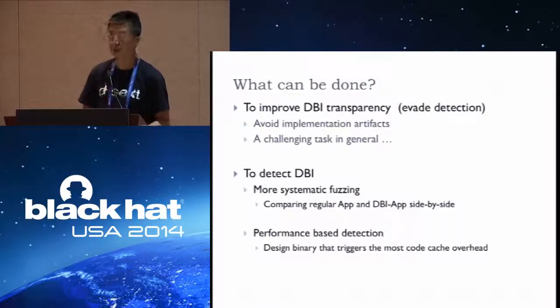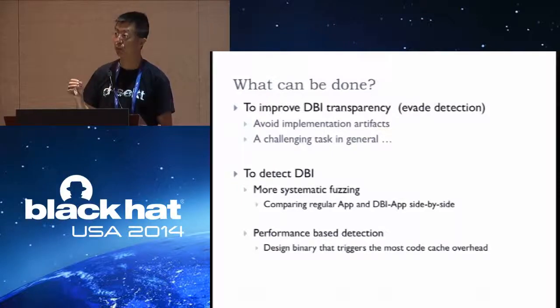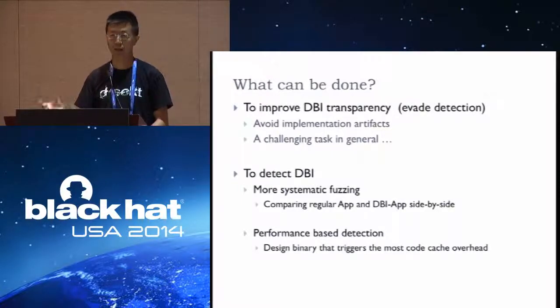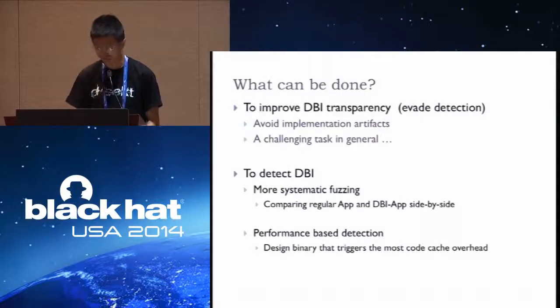Another thing we didn't touch is the overhead. Because of the code cache and the instrumentation, there are additional overheads. So if you can write targeted exploits that trigger lots of this cold cache overhead, you might be able to expose it as well.